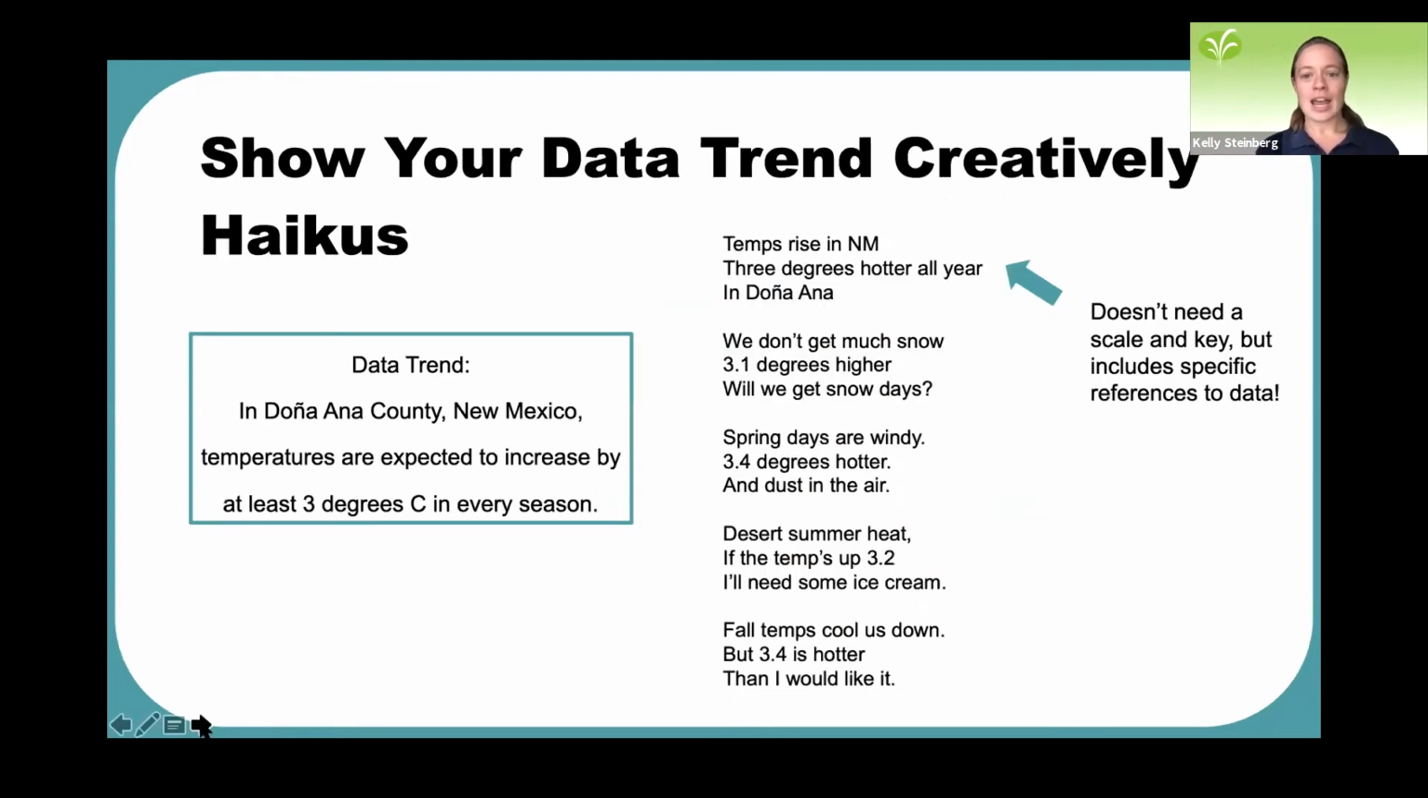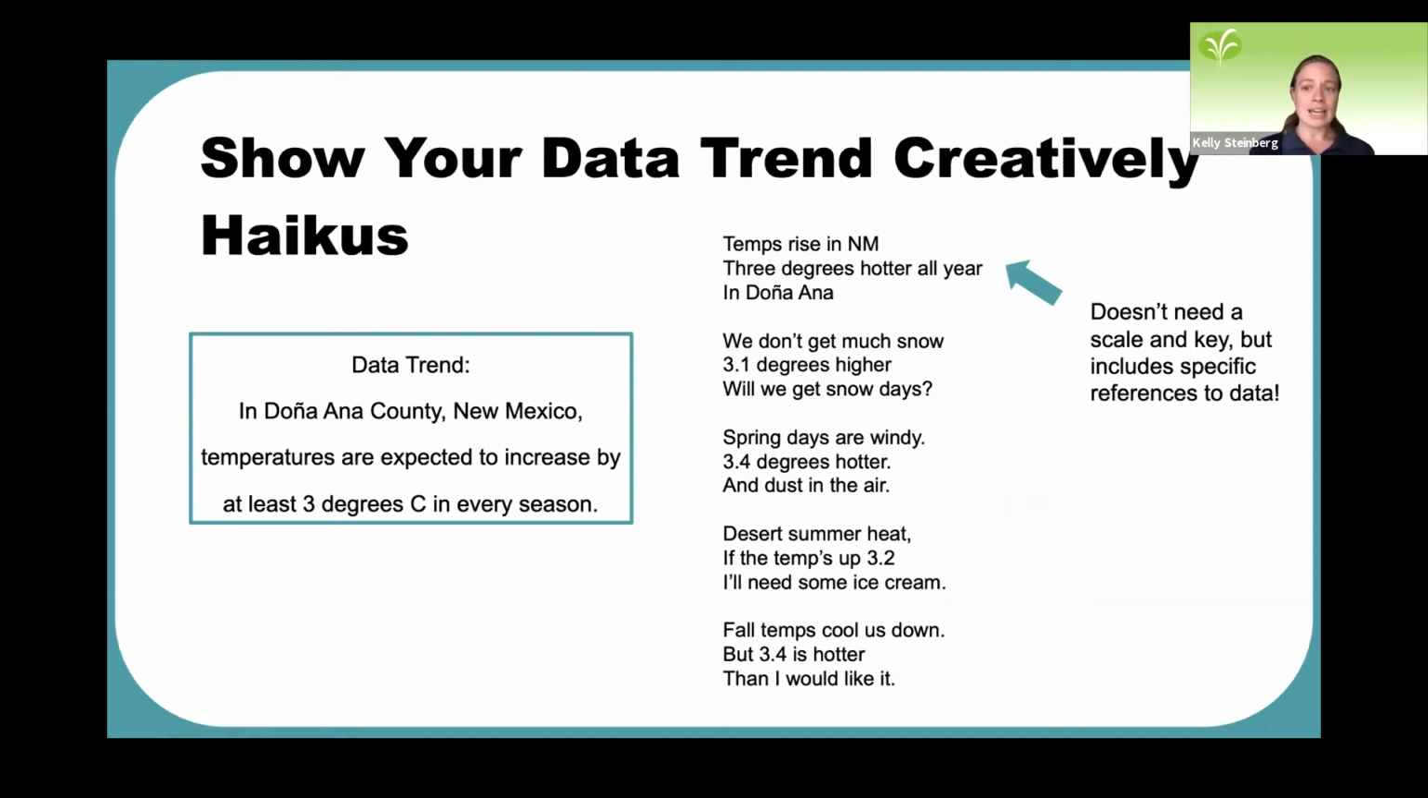However, if you're a person who likes words, writing, music, poetry, you might want to write something. So this is our data trend from New Mexico, Doña Ana County. Temperatures are expected to increase by at least 3 degrees in every season. So I wrote a series of haikus, one for annual and one for each season, to explain the data.